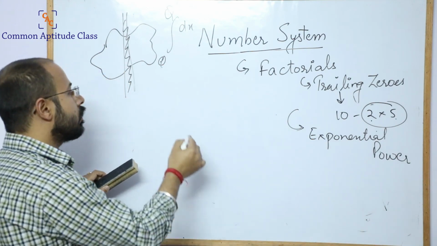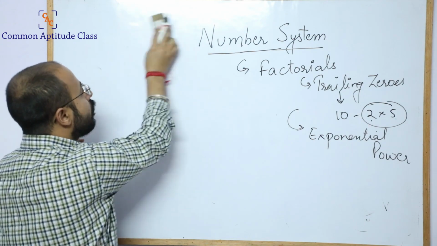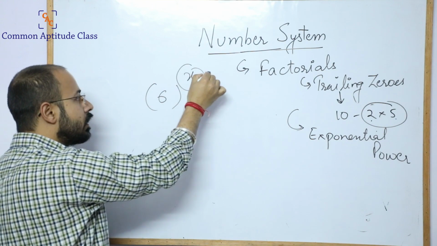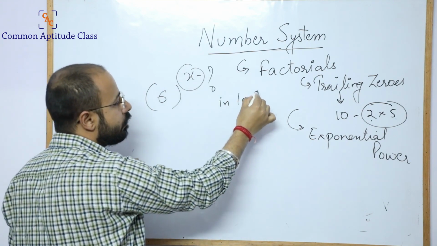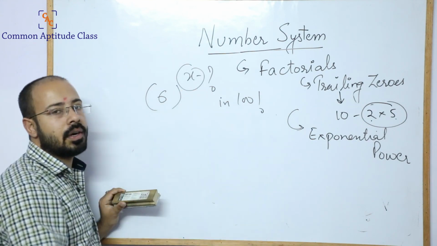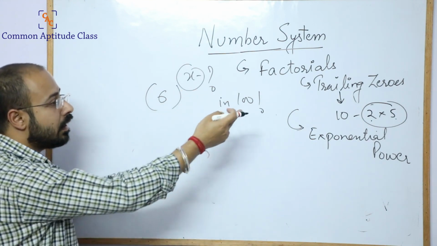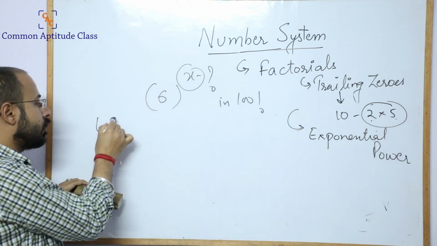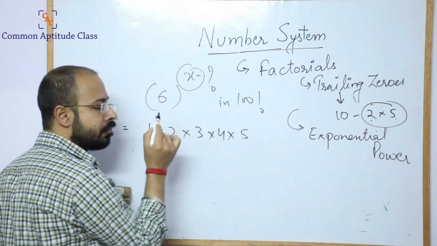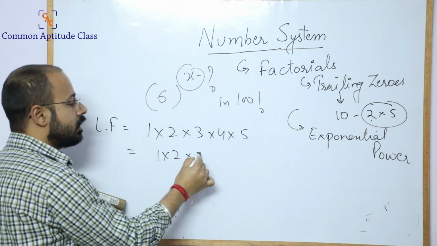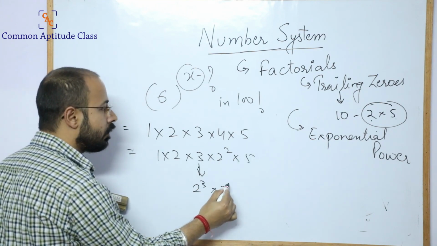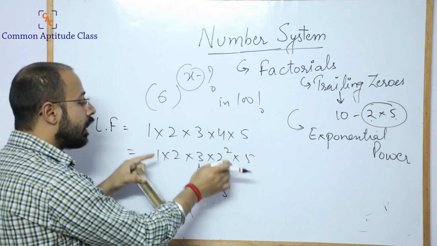For a simple example, I go and ask, what is the exponential power of 6 in 100 factorial? This is what they are asking. So, same, find the limiting factor first. For this, take the sample space 1 into 2 into 3 into 4 into 5 and go for prime factorization. In this, I have 2 to the power 3 and 3 to the power 1. So which one is the limiting factor? Why did I go with this?